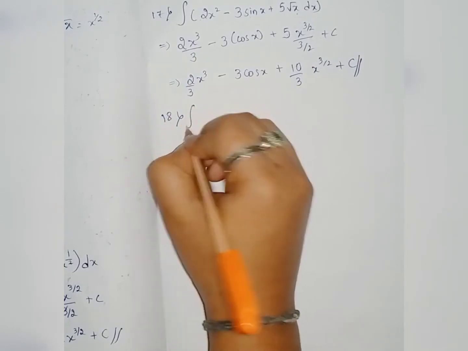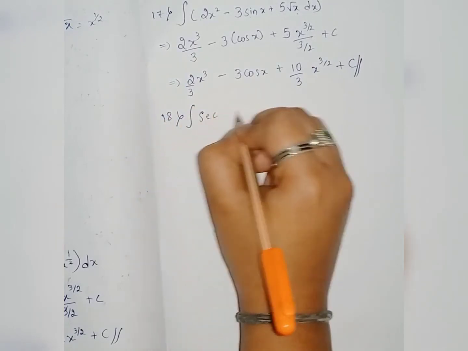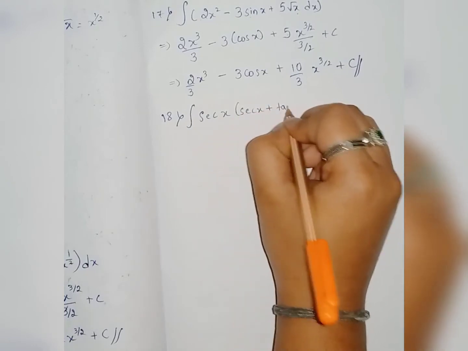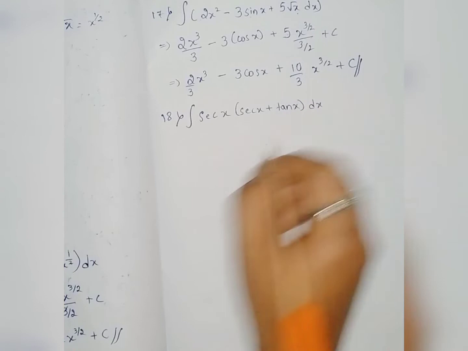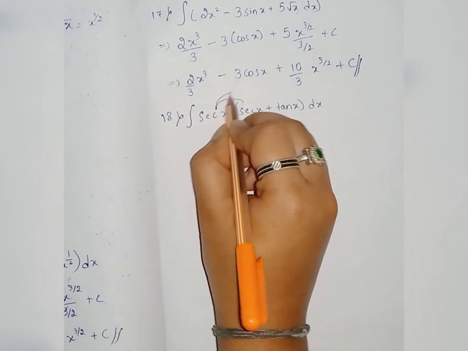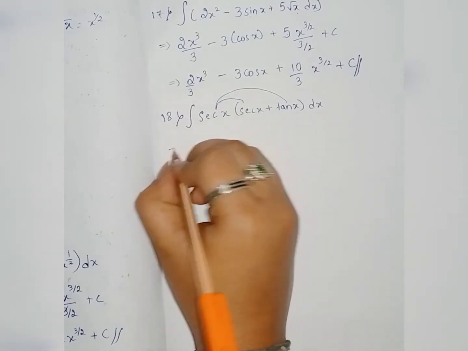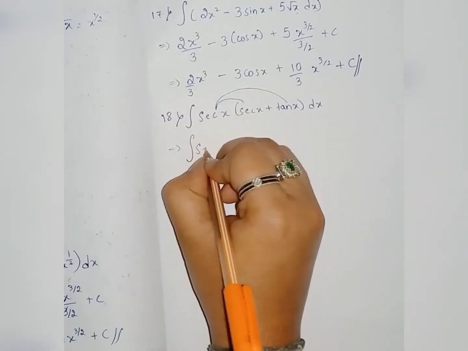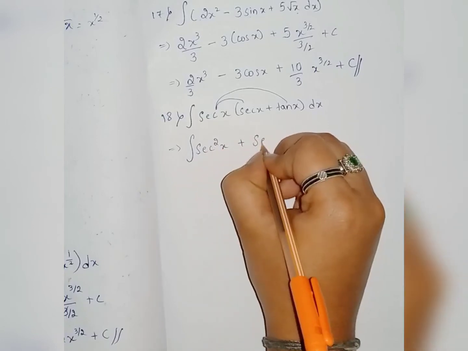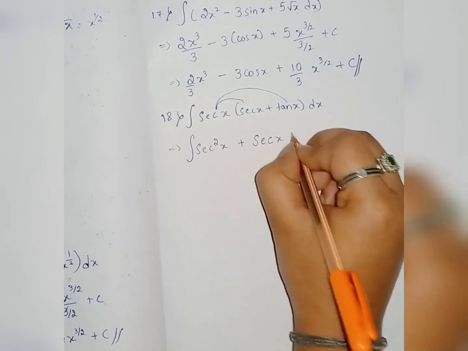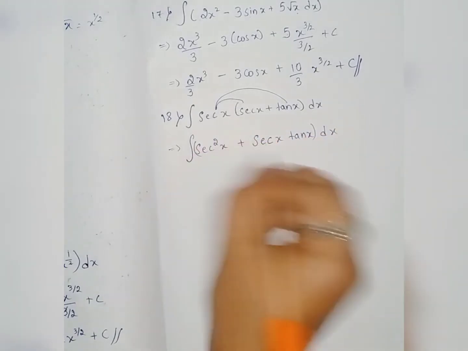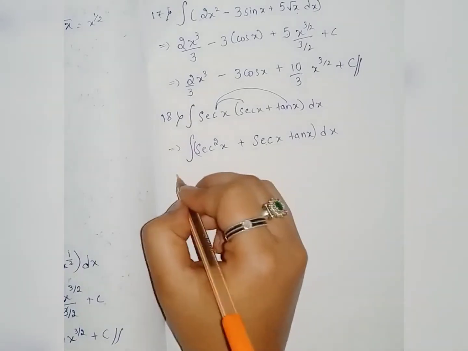Now the 18th one: the integration of secant x times (secant x plus tan x) dx. Okay, so here it is a product. So multiply each term by secant x, and we get the integration of secant square x plus secant x tan x dx. Okay, so now we can integrate each term separately.